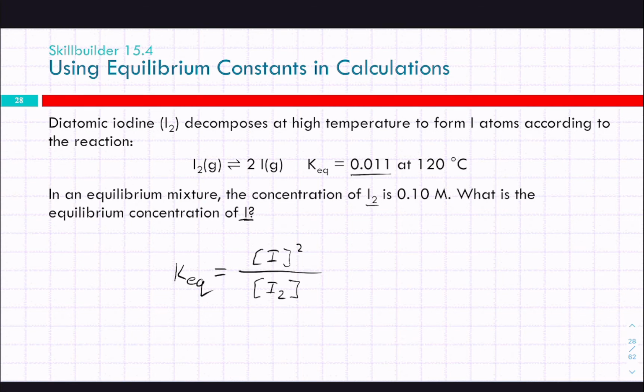So we can plug in 0.011 for KEQ, and we can plug in 0.10, and then this stays I squared. So we do 0.011, and we'll multiply that by 0.1. So we'll get 0.0011 equals I squared. So what's the inverse function of squaring something? Square root. Yeah, square root.